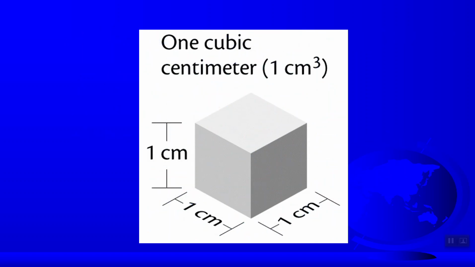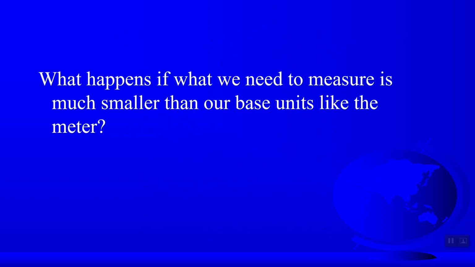If this was a cube that was 1 centimeter by 1 centimeter by 1 centimeter, you could actually drip a whole milliliter of water into this cube and it would fill it up. So what happens if what we need to measure is much smaller than our base units, like the meter? For example, the base unit is the meter. Okay? So the meter is roughly about 2/3 of a yard, or maybe close to a yard. Let's say close to a yard.